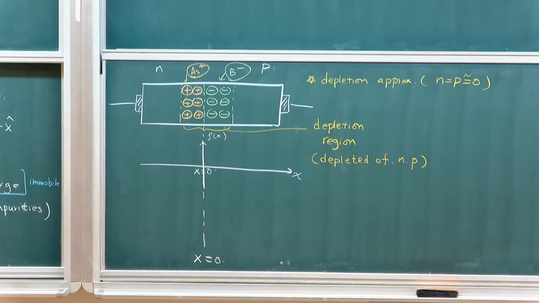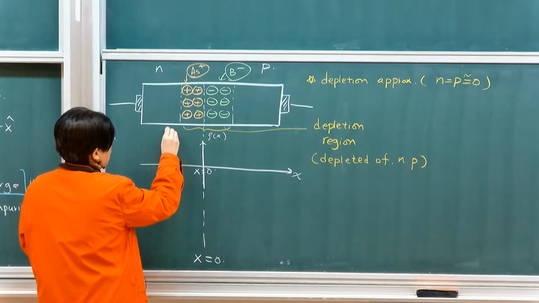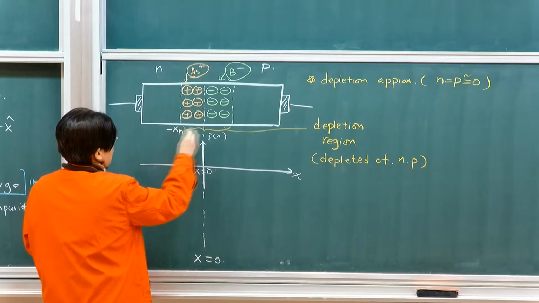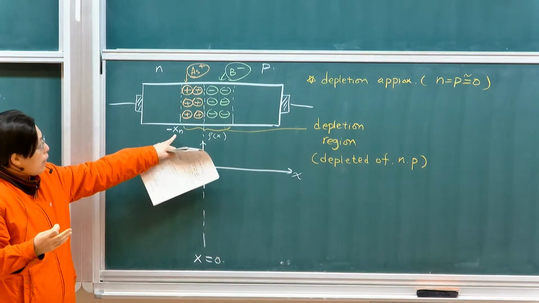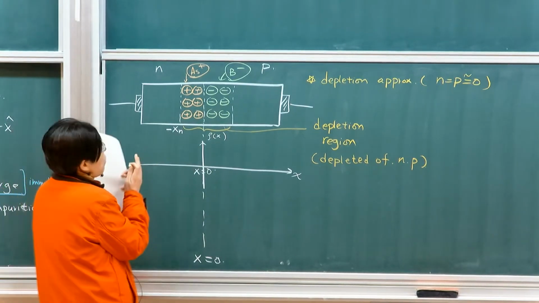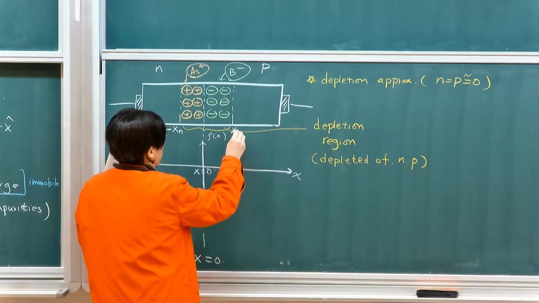This will only happen within this border, and I'm also going to define the dimension. So this is minus xn. How far does the border go? We define it as a depletion width. So we'll deplete both sides, and this side will be xp.